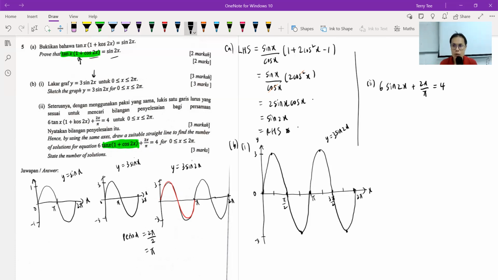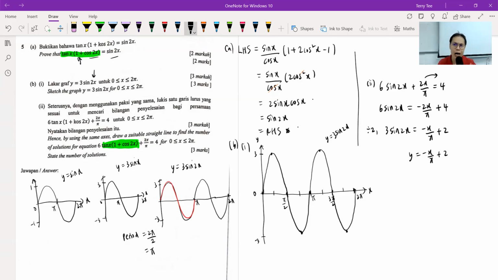So let's bring this to the right-hand side first. 6 sine 2x is now negative 2x over pi plus 4. Then divide by 2. Why do I divide by 2? Because I need to get a 3 sine 2x. When I divide by 2, it is negative x over pi, and this is 2. So my left-hand side is already equal to this graph. My right-hand side equals the second graph. And the second graph that I have here is a straight line.